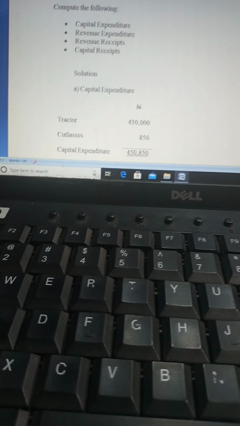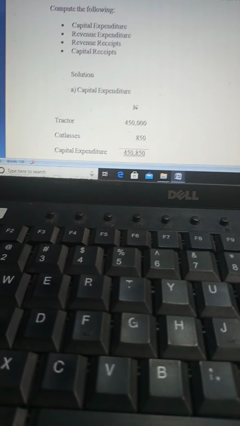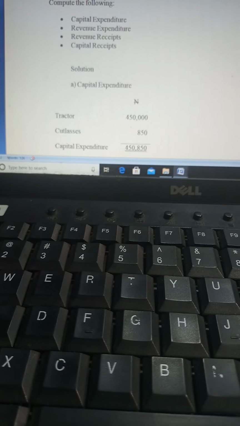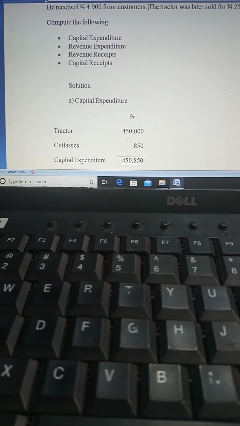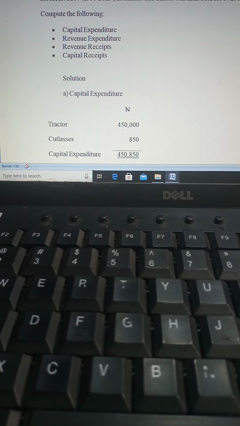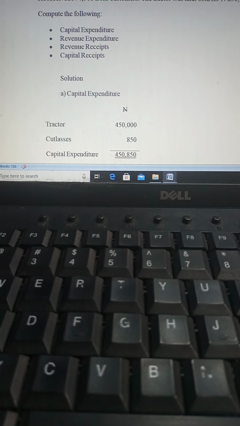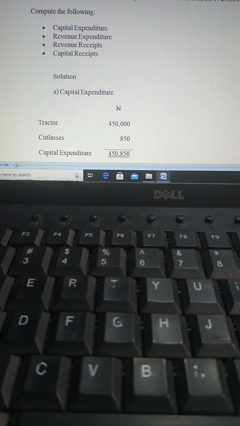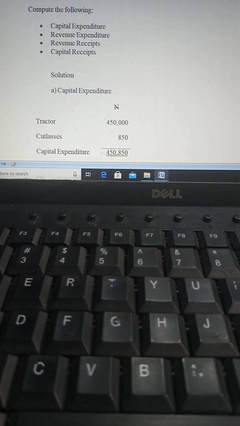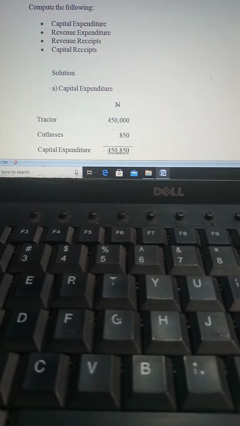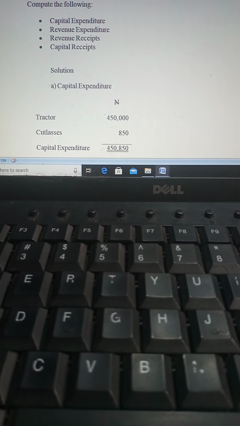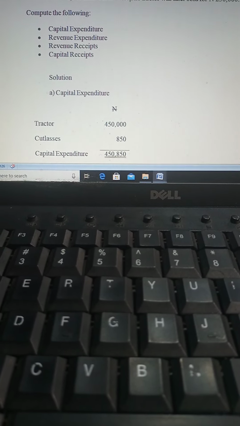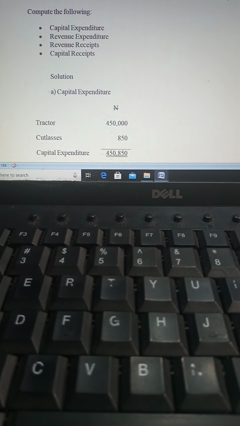The next question. So we've computed capital expenditure, we've computed revenue expenditure. So we want to compute revenue receipts. Before we compute this, what is the meaning of revenue receipt? Although it was explained in our previous classes, let's quickly summarize. Revenue receipts are the revenues and income received during the ordinary course of a business. That is, revenue and income received from the day-to-day business, or from the ordinary activity of a business.